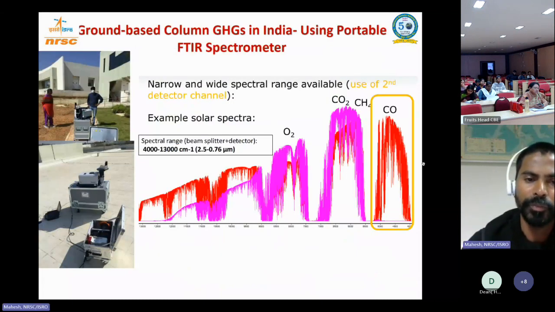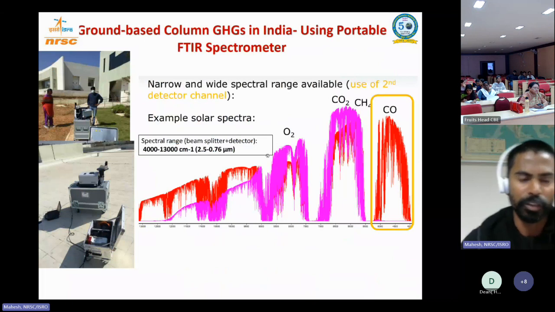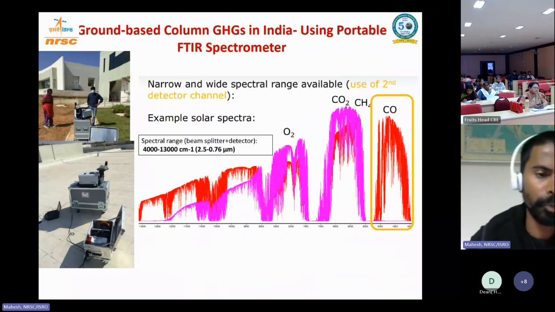This is the typical spectrum of the FTIR measurements. So that gives 0.76 micrometer to 2.5 micrometer, which measures CO2, CH4, CO. I'll not go into details of the spectrometer, but it has the potential to measure the columnar. So far we were talking about only surface level measurements, whereas this particular instrument is capable of measuring these concentrations from the surface to the top of the atmosphere, that is roughly 100 kilometer.